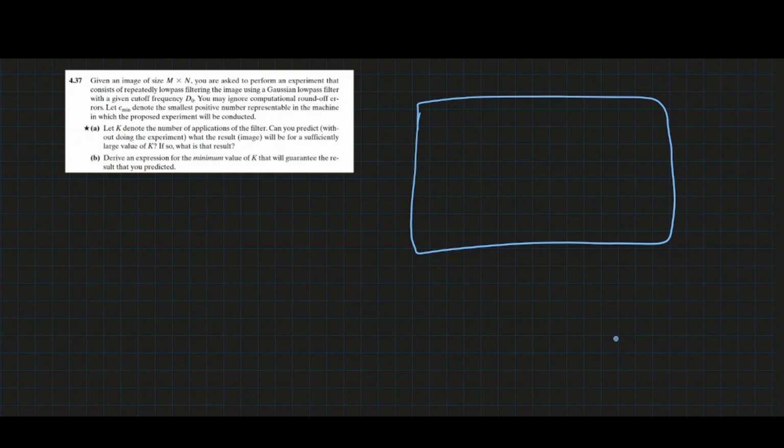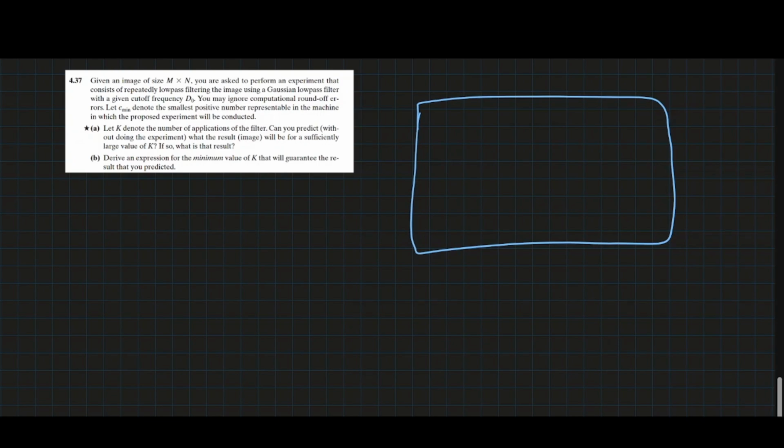Let C min denote the smallest positive number representable in the machine in which the proposed experiment will be conducted. And the first question: can you predict what the resulting image will be for a sufficiently large value of k? Okay, so what is the result? This is a bit tricky, but I'm here to help you out.